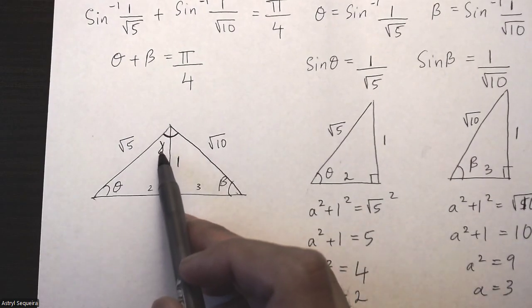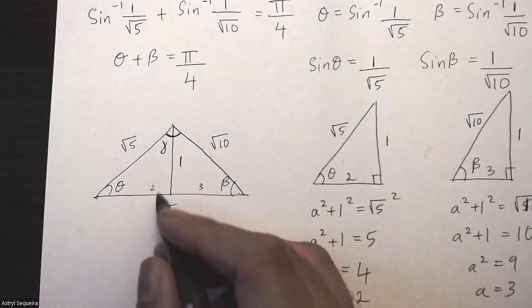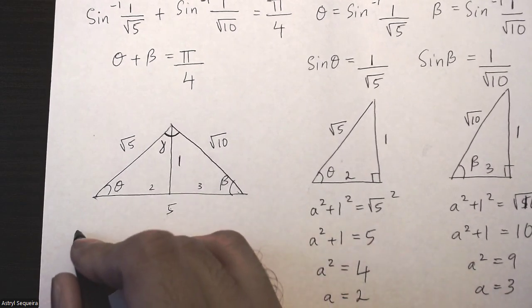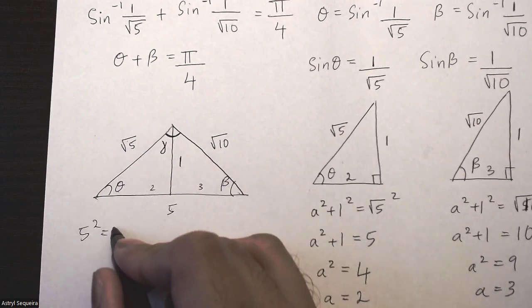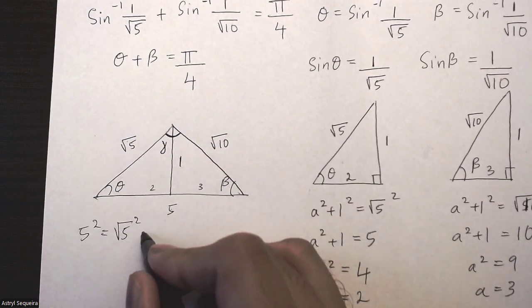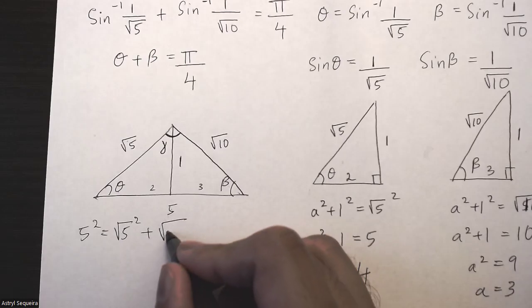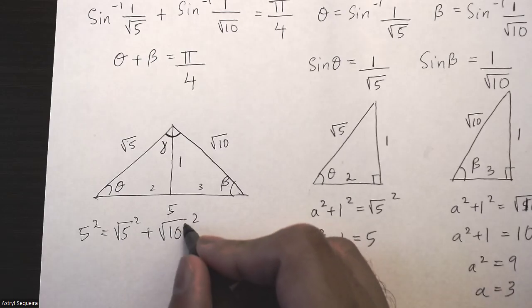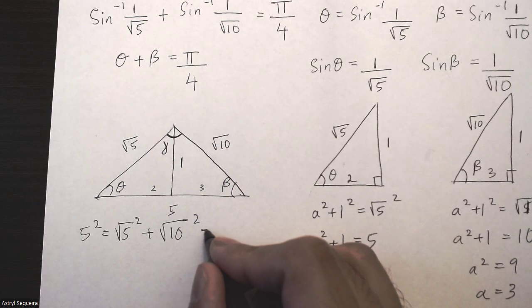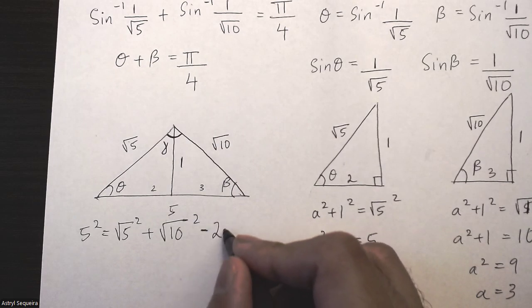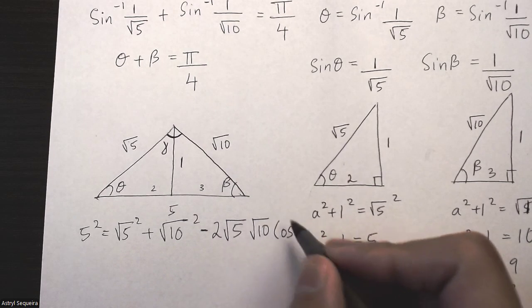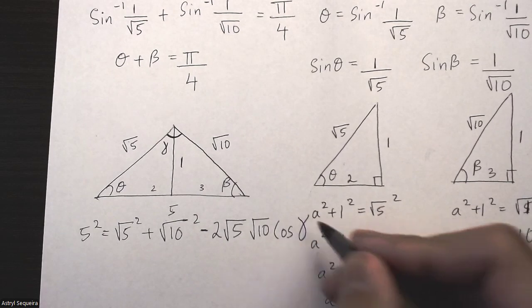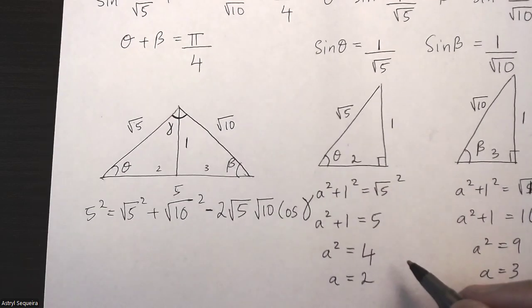So I'm going to use cosine law to find gamma. So this is going to be my a square. This is my b square. And this is my c square. I'm not going to write down the cosine law because at this point you should know it really, really well. Minus 2 times b times c cos gamma. So I'm trying to find gamma in this problem.